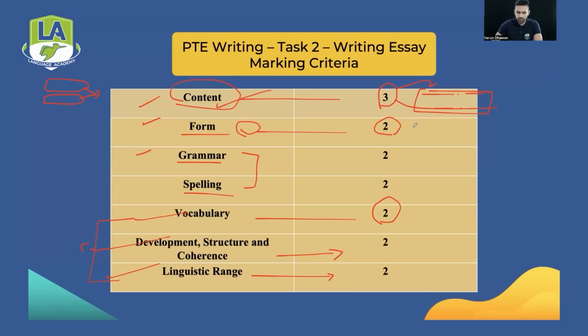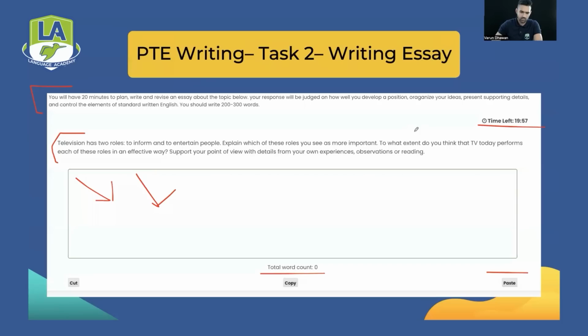What's the ideal word limit? A lot of students do ask me. The ideal word limit I'll recommend is to go around 260 to 270 words if your typing speed is good. If you're not that great with typing, you can even write 230 to 240 words, but make sure your spellings are correct. There's no point in writing 290 words with a lot of spelling errors, right?